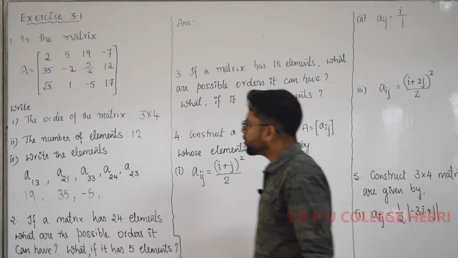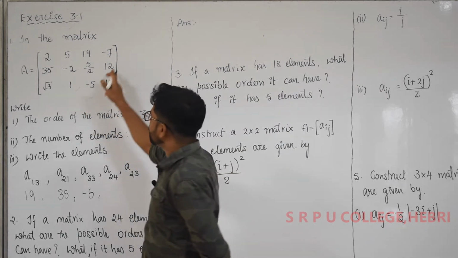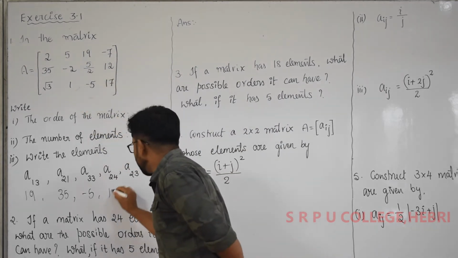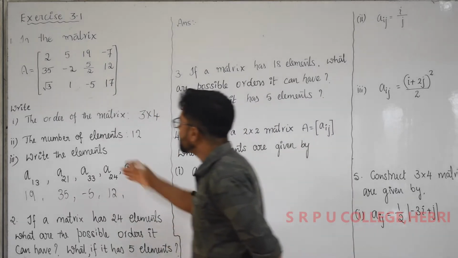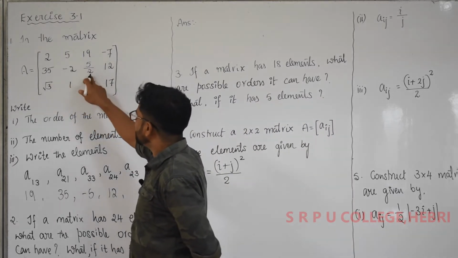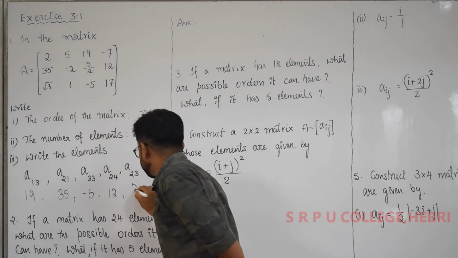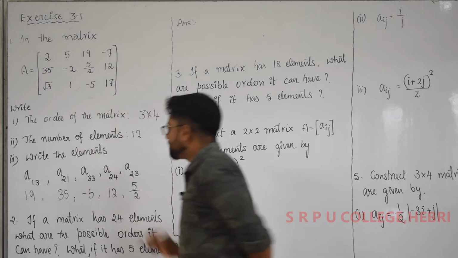A24 means second row, fourth column. Element is there 12. And A23, second row, third column. Element is 5 by 2. So we completed first problem.